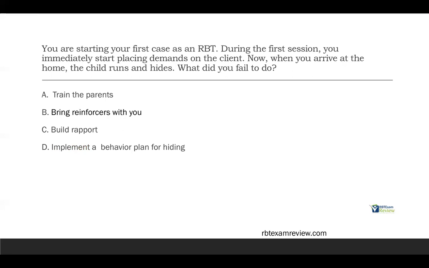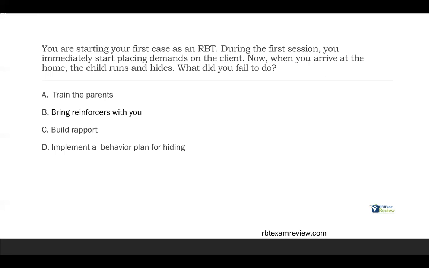B, bring reinforcers with you. I mean, yes, it helps, right? If you bring stuff with you to pair with the client, okay, but that's not the main thing, right? You're not required to bring reinforcers. You're not expected to bring reinforcers, okay? So B is out. And also, you just started the case. So do you even know what's reinforcing yet? No, right? You kind of failed to find that out, right? So what does C say?